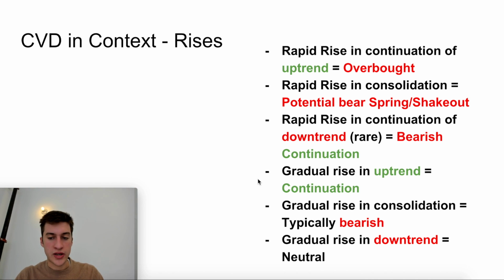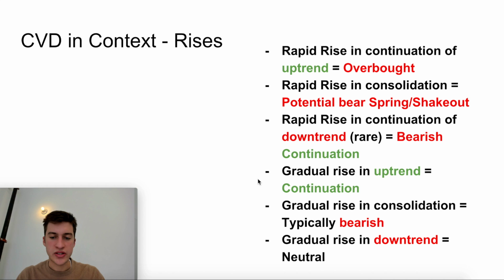However, a gradual rise in CVD during an uptrend, more often than not, is just going to be a continuation of that uptrend. A gradual rise in CVD would mean that there's slightly more market buying than market selling within that uptrend, and that's going to be the natural state of most uptrends. So expect a bullish continuation.